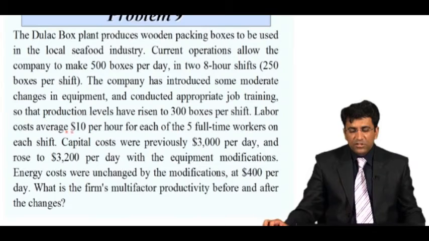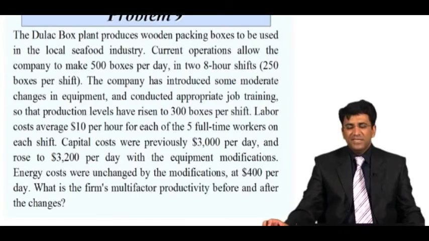Labor cost averaged $10 per hour for each of the 5 full-time workers on each shift. Capital costs were previously $3,000 per day and rose to $3,200 per day with the equipment modifications. Energy costs were unchanged by the modifications at $400 per day. So we'll have to calculate the multi-factor productivity before and after the changes.